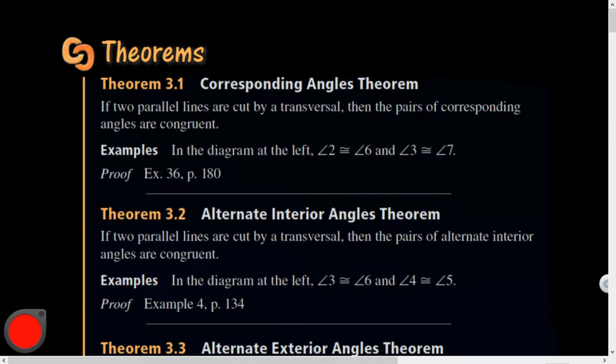Greetings and welcome, friends. Today we are talking about section 3.2 in our Big Ideas Geometry textbook. We're talking about parallel lines that are cut by a transversal line.